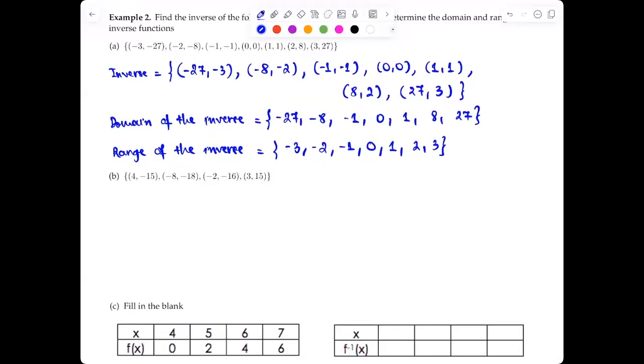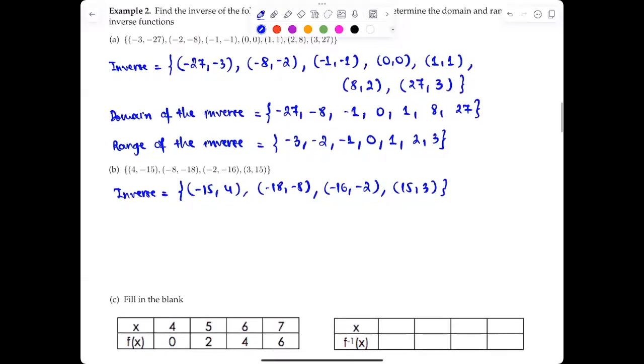Now problem B. The inverse is going to be (-15, 4), (-18, -8), (-16, -2), and (15, 3). Again, when you find the inverse for this type of problem, the discrete functions, y becomes x, x becomes y. And we will see why that is the case later.